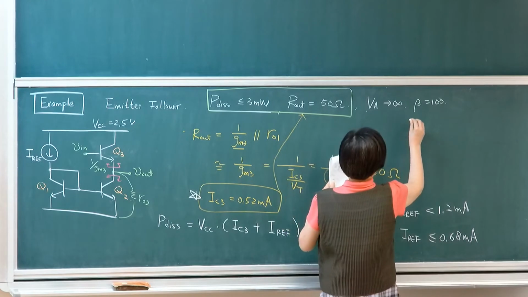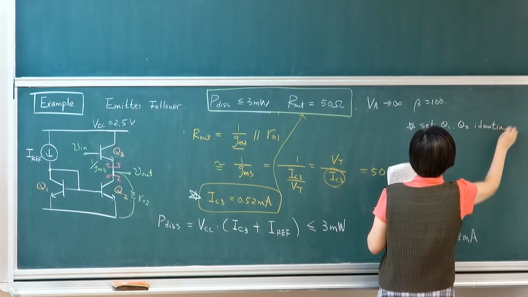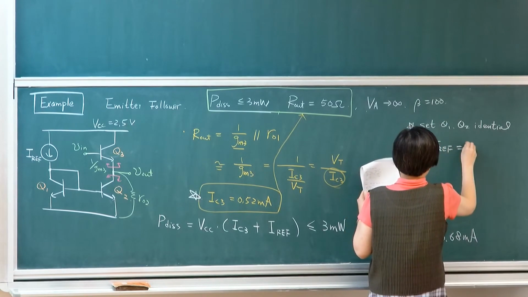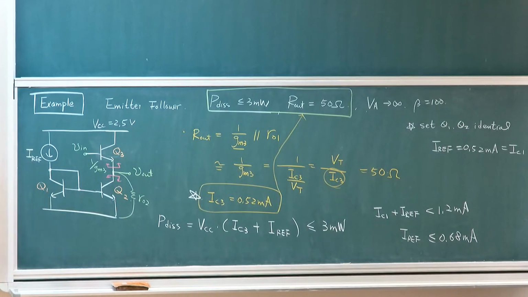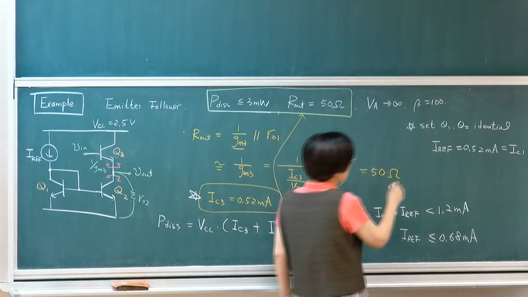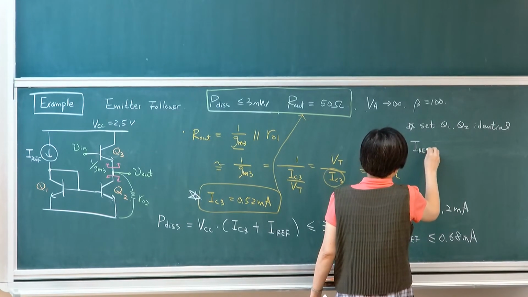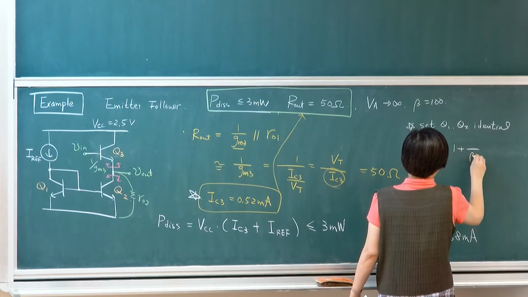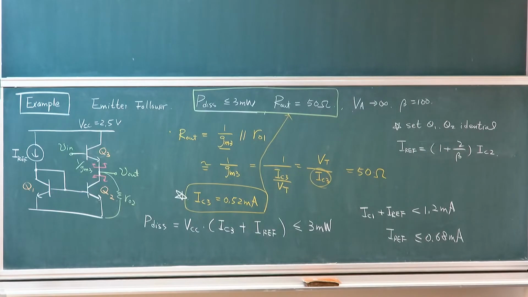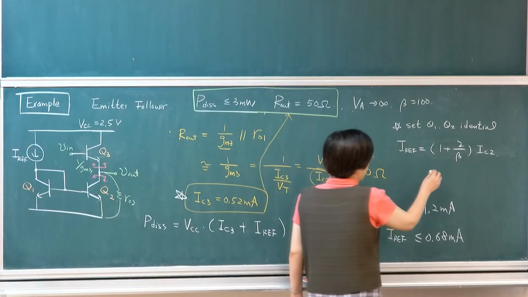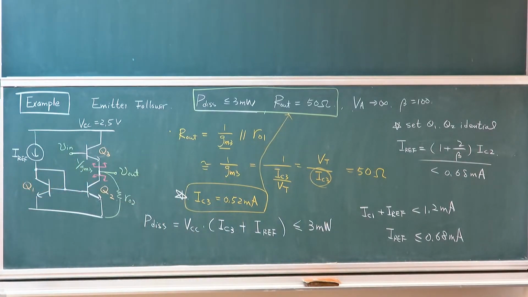So the design will then be to set Q1, Q2 identical. That means that my I reference level will then be the same as IC1. Okay? Of course, you could correct it with the beta effect. So I reference is actually, let me be more precise, equal to 1 plus 2 over beta times IC2. So it'll be slightly higher, but just a 2% increase. So it will still be lower than 0.68. Okay, so you can set it identical so it will meet the target of delivering the level.